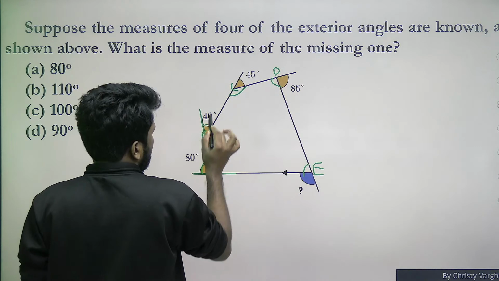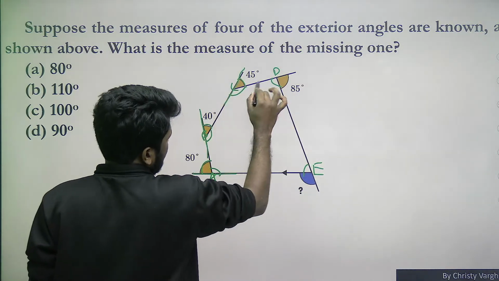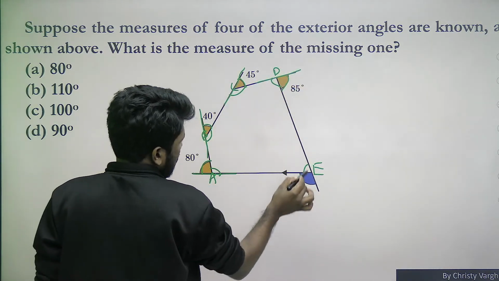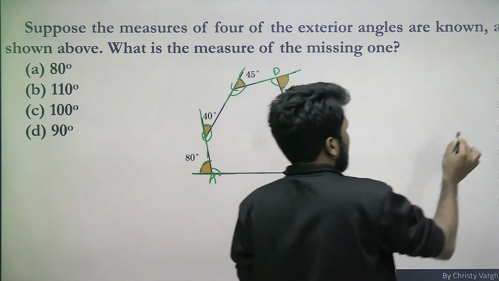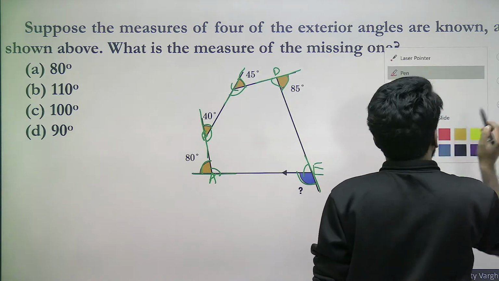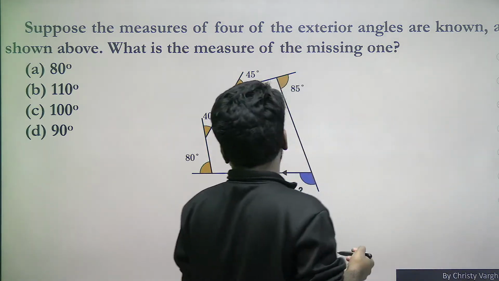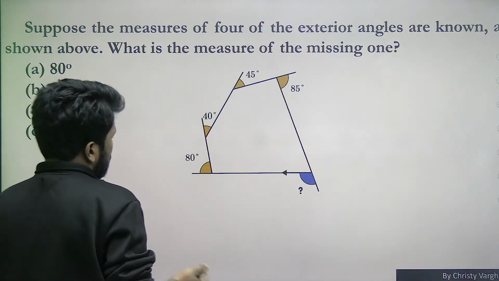If you extend this line, this is exterior. So the sum of those exterior angles, what will it be? That is what that second property mentioned. That will always be 360.